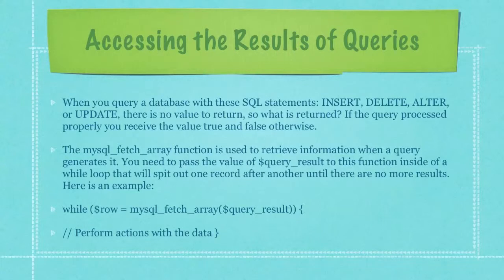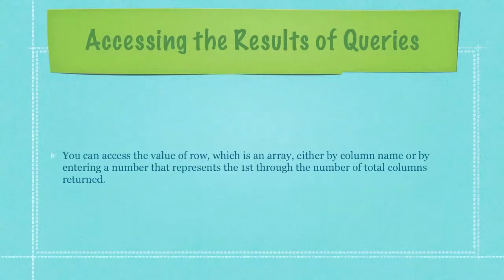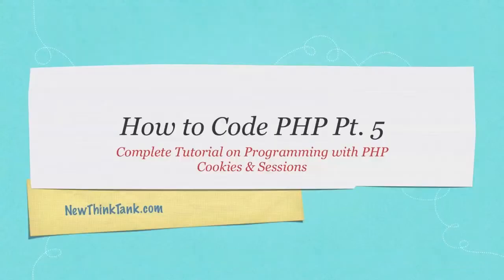The mysql_fetch_array function is used to retrieve information when a query generates it. You need to pass the value of query_result to this function inside of a while loop that will spit out one record after another until there are no more results. Here's an example of that. You can access the value of row, which is an array, either by column name or by entering a number that represents the first through the number of total columns returned.